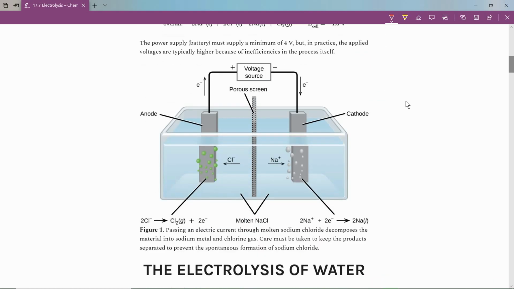And here's a picture. We see the electrons are still flowing anode to cathode, but the cathode here is Na plus, gobbling up electrons to become Na liquid, and you're forming chlorine gas from chloride. Here's a hint. Whenever you see a picture in any area of science or economics or anything, read the figure captions. The figure captions are there for a reason.